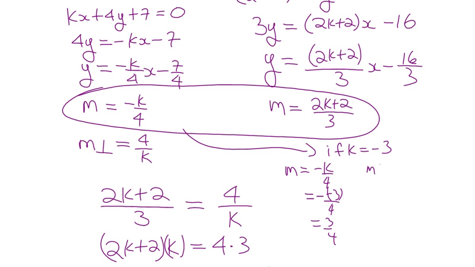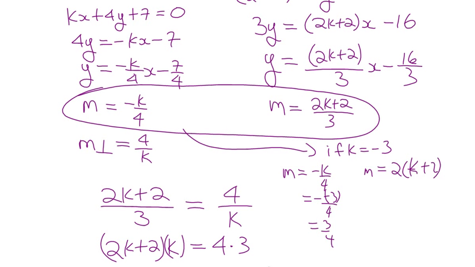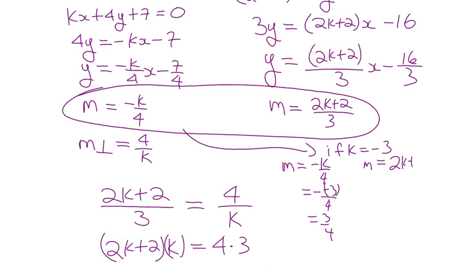And this slope is 2 times 2k plus 2 over 3, which is 2 times negative 3 plus 2 over 3, which is negative 4 thirds. Are these lines perpendicular? Yeah, 3 quarters and negative 4 thirds, they are negative reciprocals.